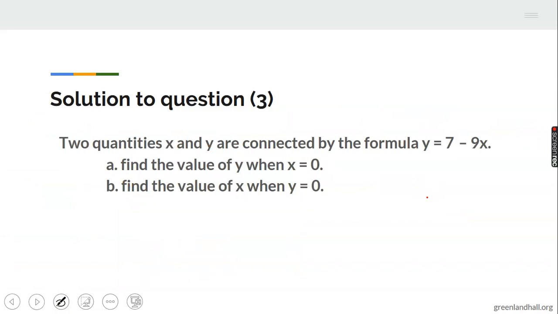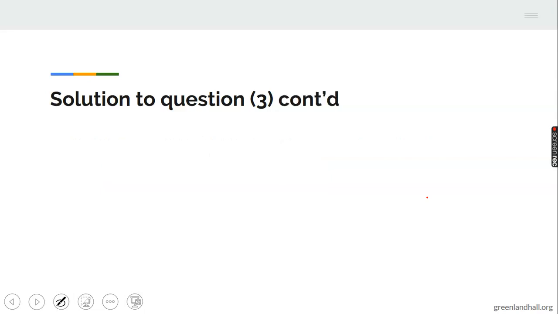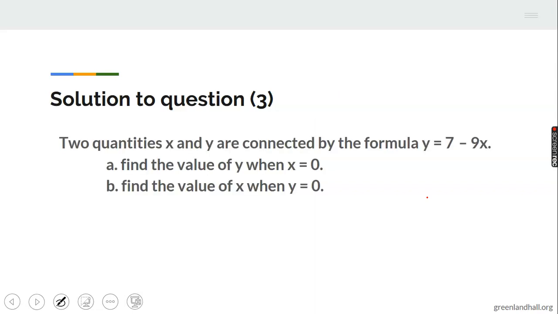Okay, let's move to the next one. Two quantities x and y are connected by the formula y equals 7 minus 9x. Find the value of y when x equals 0. Find the value of x when y equals 0.